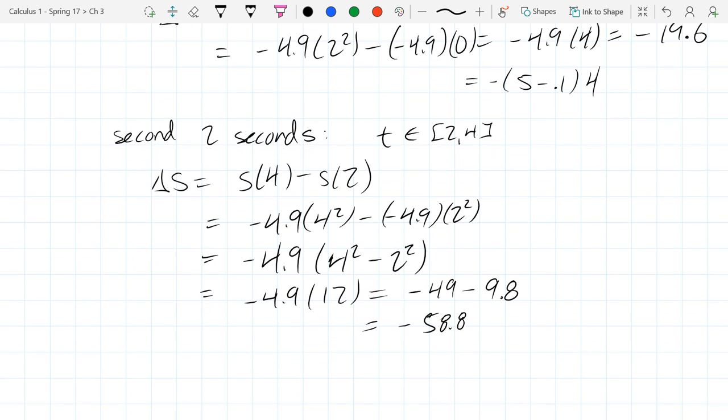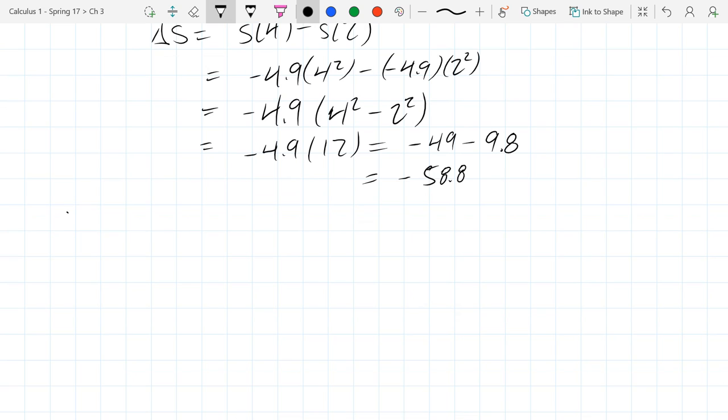And we'll look at the value at time 1 and time 3. So right in the middle of those two intervals. So find velocity and acceleration.